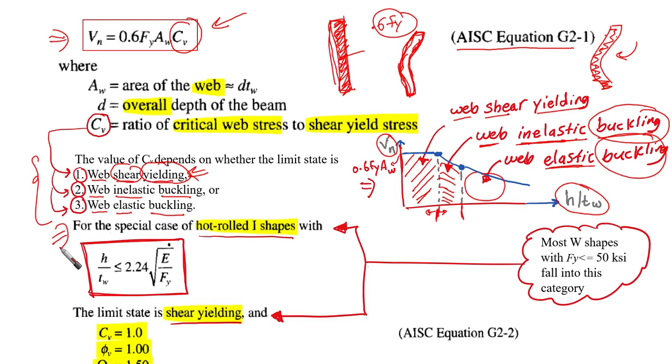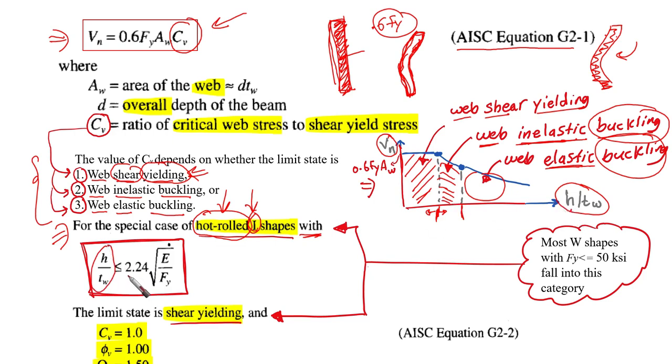Now we have some special cases. For the special case of hot rolled I shapes, so we are talking about hot rolled, not plate girders, not built-up sections, and not cold formed, and we're talking about I shapes, not channels, for example, not HSS. So there are two conditions here, with limitation of h over t web.